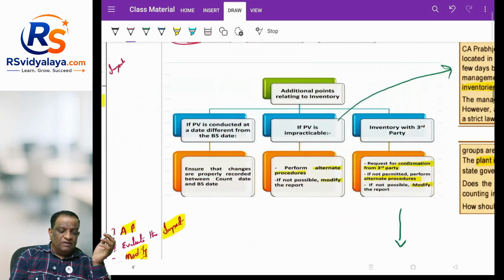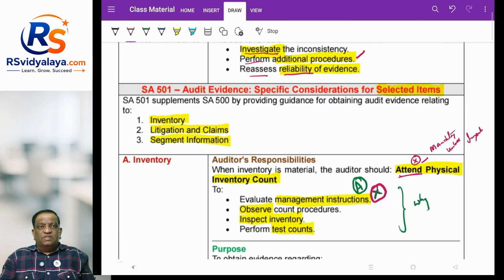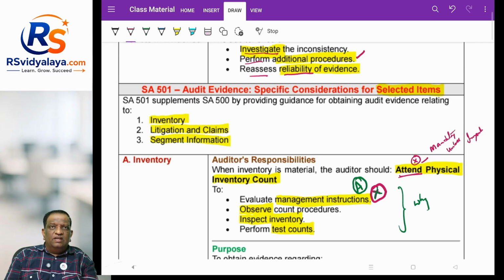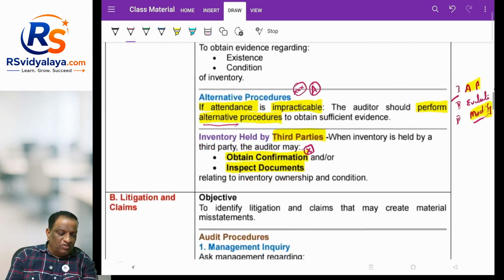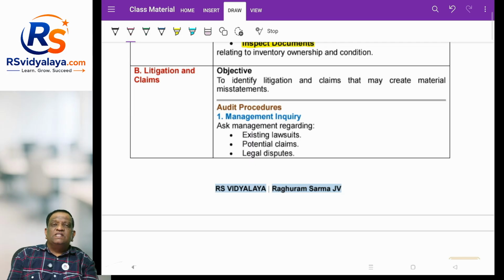So going back, this SA 501 covers 3 items. Let's repeat: what are the items that SA 501 covers? Inventory, litigation and claims, and segment information. In this we have covered inventory. Now let us move on with litigation. In litigation, the basic objective of the auditor is to see that all litigations have been disclosed and provided for in the books of account.